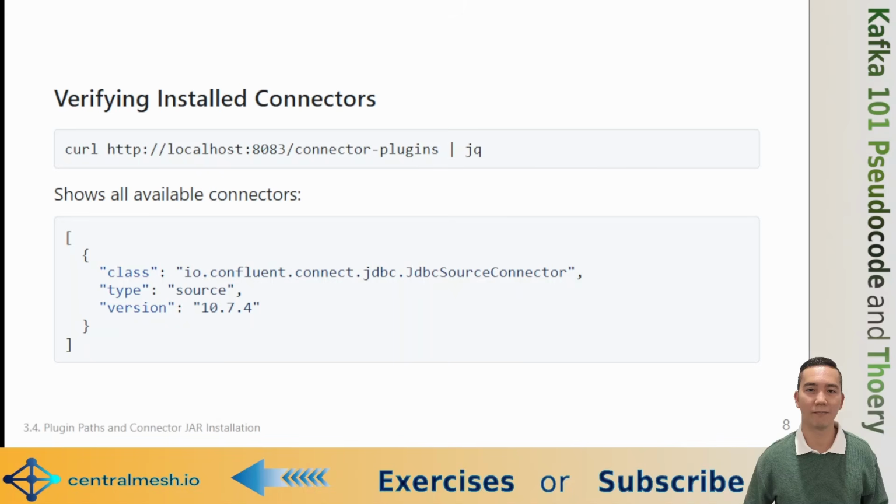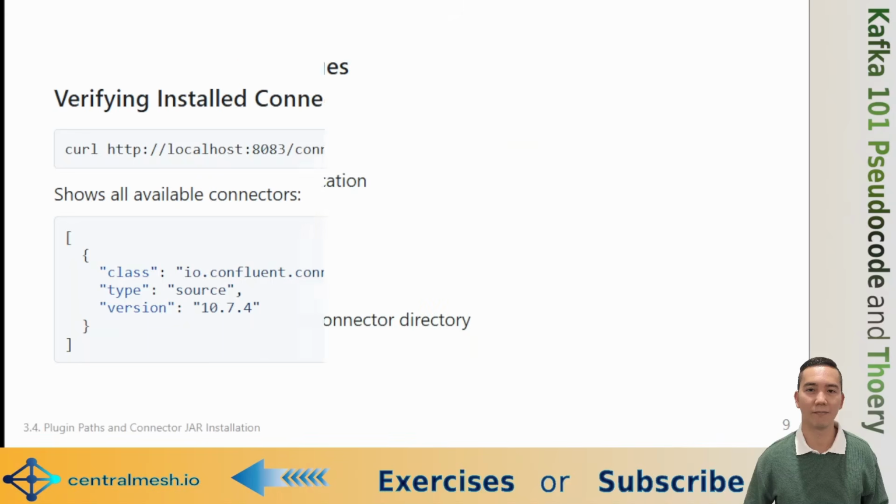For example, we might see the built-in file stream connectors alongside the newly installed JDBC source and JDBC sink connectors. If your connector appears in this list, Kafka Connect successfully loaded it and is ready to create connector instances. If it doesn't appear, then something went wrong during installation, configuration, or startup.